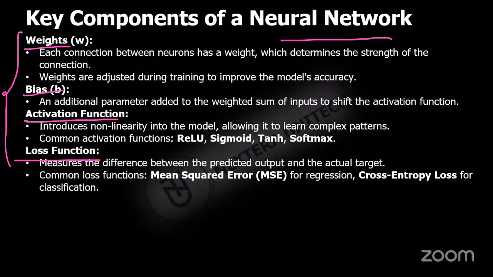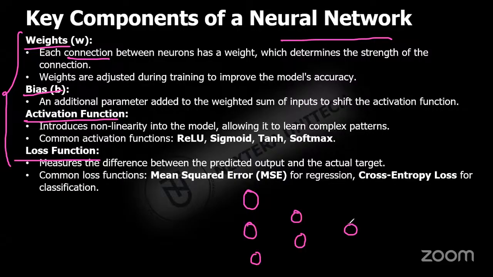The reason they are called key components is that they decide the output. When you change these values, when you change the activation function, obviously your output will change. So what exactly are weights? Weights are nothing but values, the values that each connection has. Between two neurons, you'll have a connection in this way.